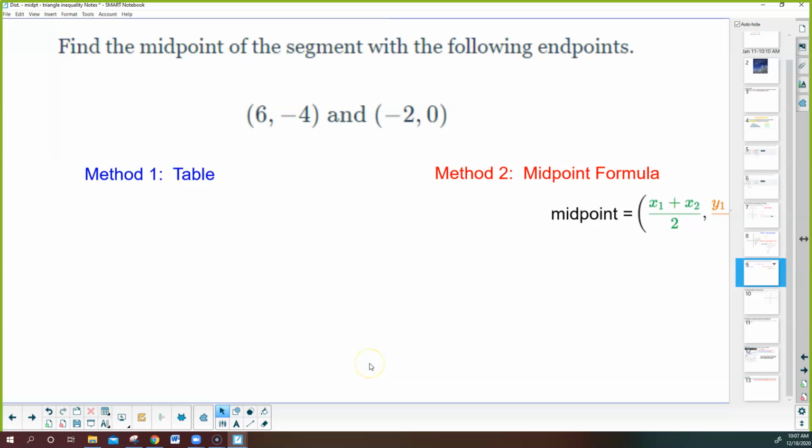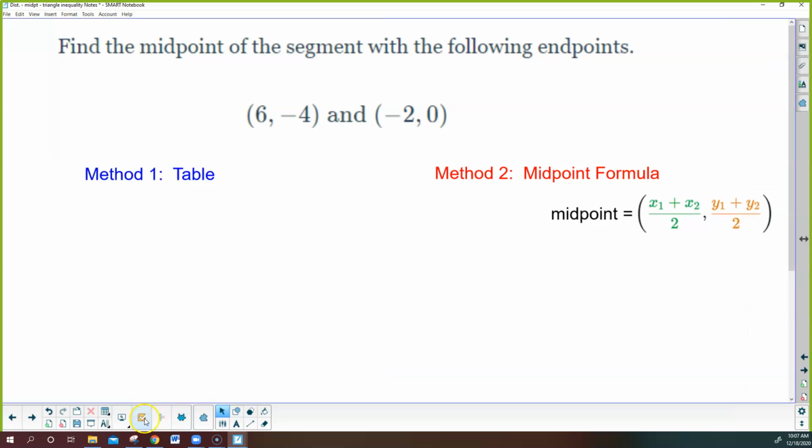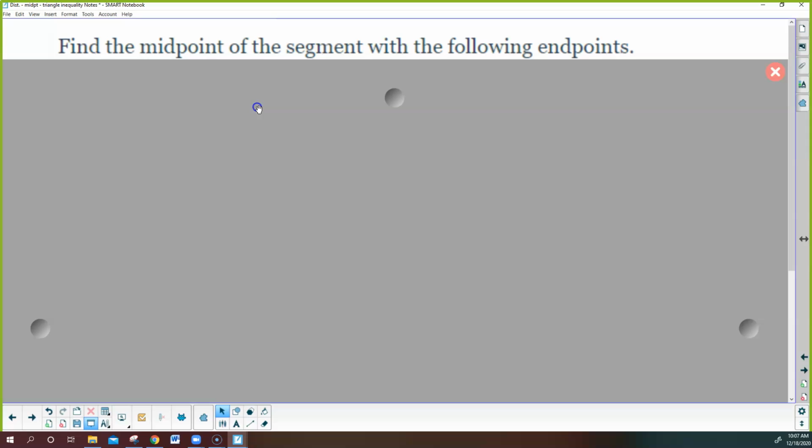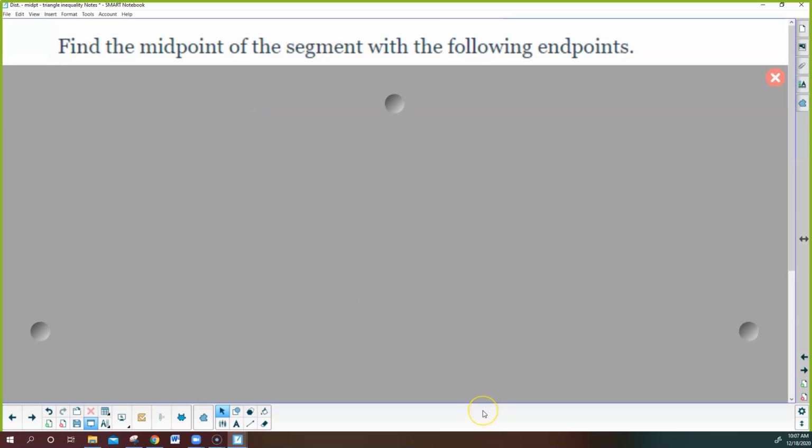All right. We're going to shift gears now to our final concept for today. And this one, we actually have 3 different ways to learn how to do it. And you may remember the idea of finding a midpoint of a segment.